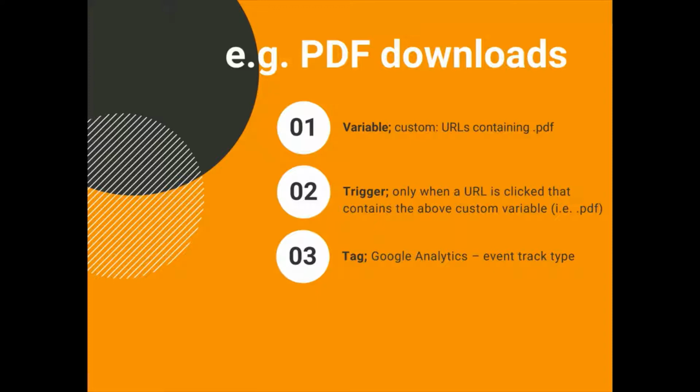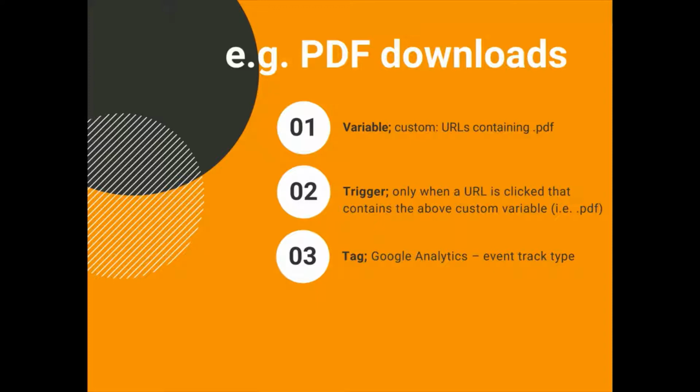So in this instance, what we do is create a custom variable, which is defined as any URL containing .pdf. That's what we want to track. So if it contains .pdf, we presume it's a PDF, and that's what we're looking at. The trigger in this case is only when a URL is clicked that contains our .pdf custom variable. So we don't want to fire this tag all the time. We only want to fire the tag if someone on the website clicks anything that has .pdf in it.